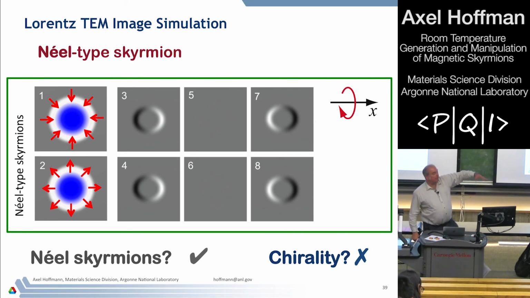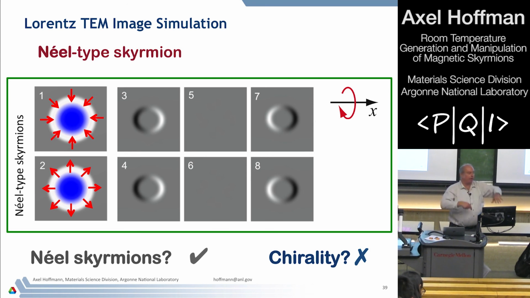But now if you rotate the sample a little bit and don't look at it in plan view, you do get a little bit of contrast, but you cannot distinguish these two situations. So you can tell that they are Néel skyrmions, but you can't tell the chirality.